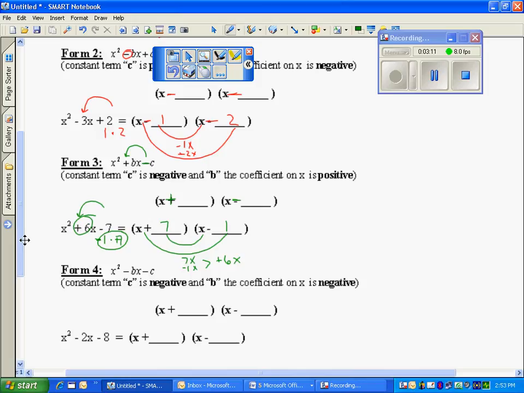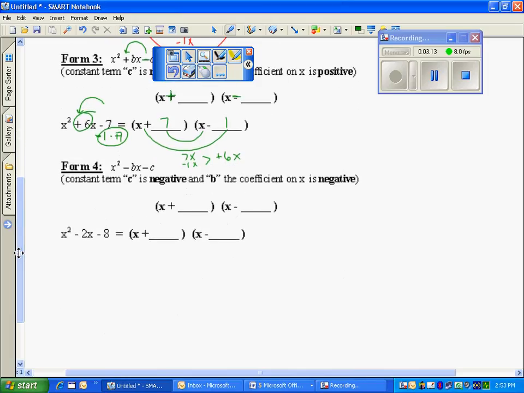Positive 7 minus 1. And in the last case, again, it's got that negative there. So one of my signs has to be negative, and I need to figure out which one that is. So I look at the 8. 1 times 8 is 8. 2 times 4 is 8. Which combination is going to give me the negative 2? A negative 4 and a positive 2. So I'm going to put the negative 4 in this position, the 2.